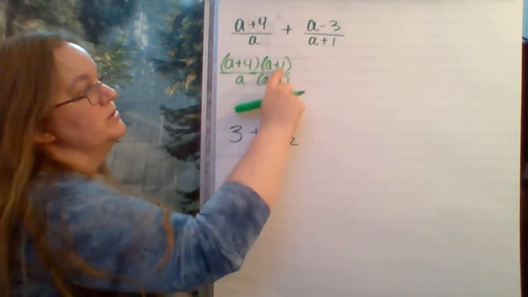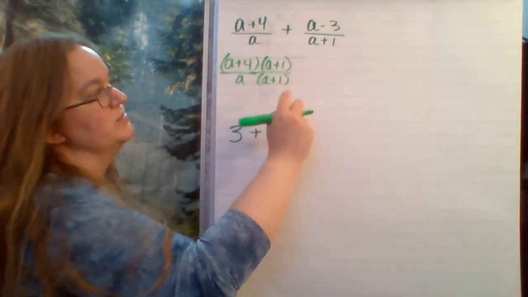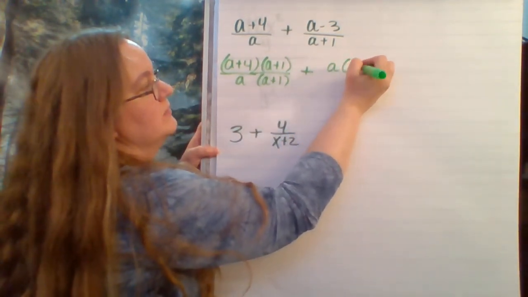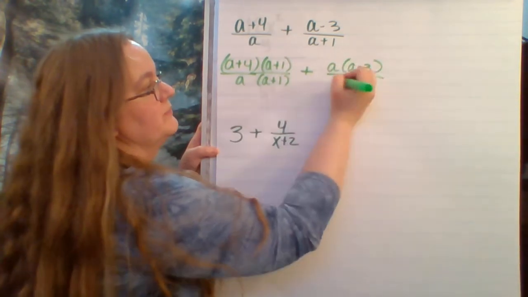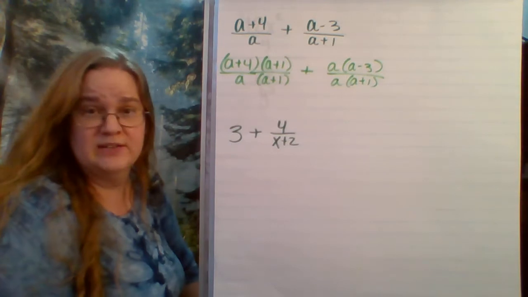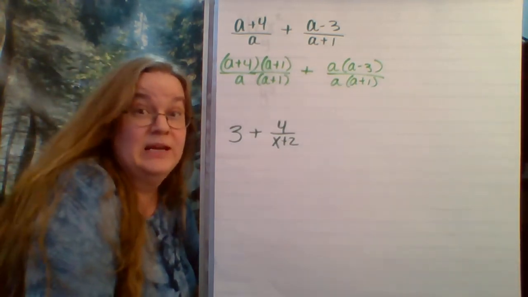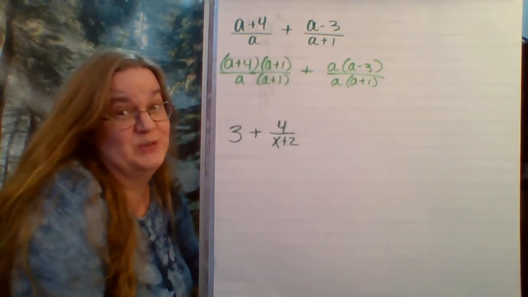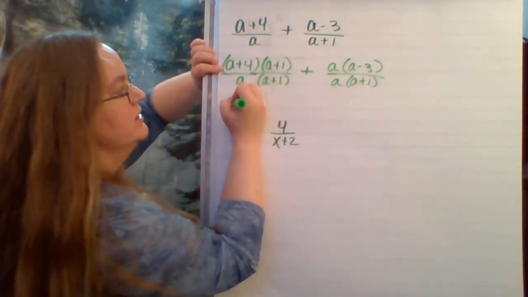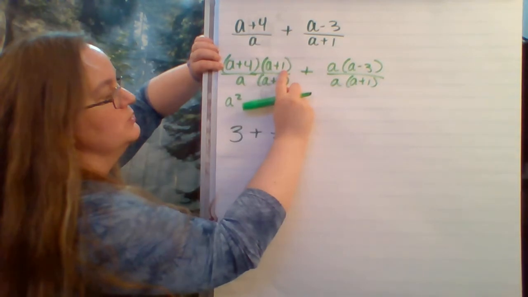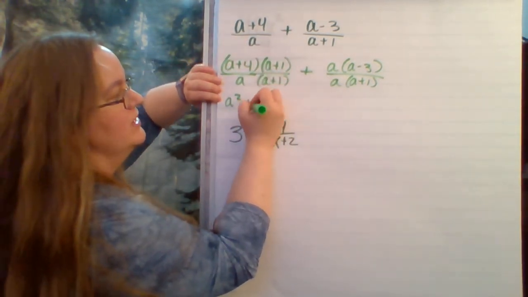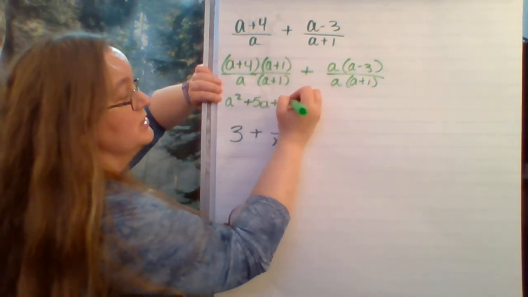So I'm multiplying both of these in the first fraction by a plus 1. And I'm going to do times a for the second one. So the denominator, I'm going to just leave factored. I don't need to worry about it, but I can't combine the numerator unless I actually multiply these things out. So a times a is a squared. A times 1 is 1a, and 4 times a is 4a, so that's 5a. And then 4 times 1 is 4.